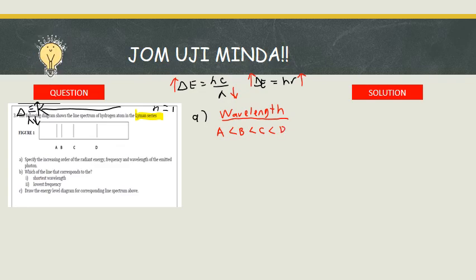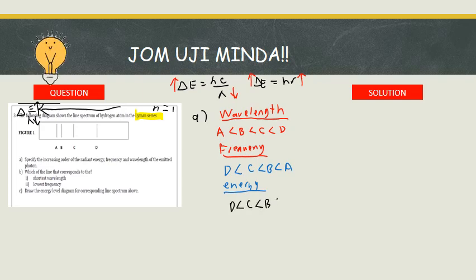Okey, itu wavelength. Untuk frekuensi pula, frekuensi semakin higher energy, frekuensi pun semakin high. Okay, so frekuensi paling kecil sekali D, D kurang daripada C, C kurang daripada B, B kurang daripada A. So untuk energy the same thing, D kurang daripada C, kurang daripada B, kurang daripada A. Okay.